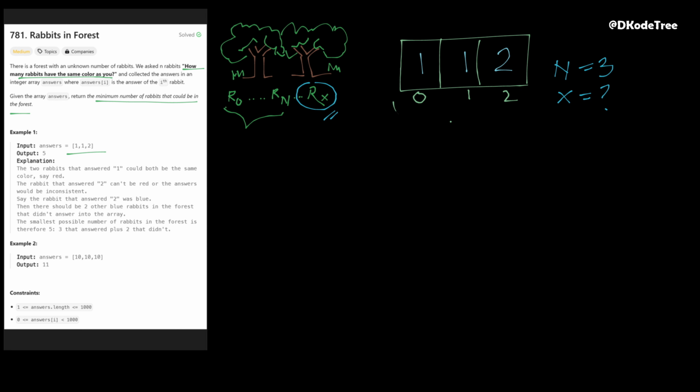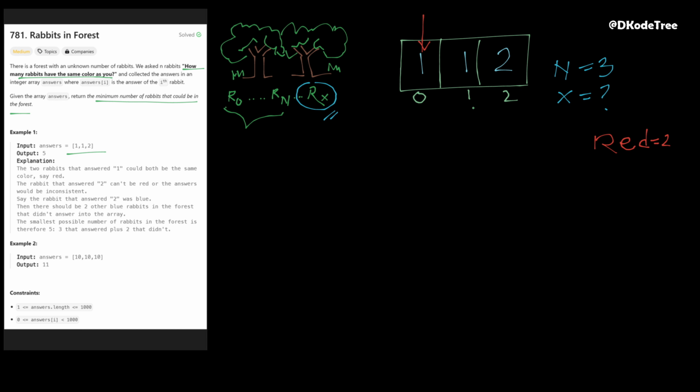Now out of these n rabbits, the rabbit at index 0 answered 1, which means there is one more rabbit of the same color as this one, say red. Because this rabbit is saying there is one more rabbit other than me of my color. Therefore, at least 2 rabbits are there of red color. So this is the rabbit itself and this is the answer of the rabbit, which is summing to 2. So let's note red is equal to 2.